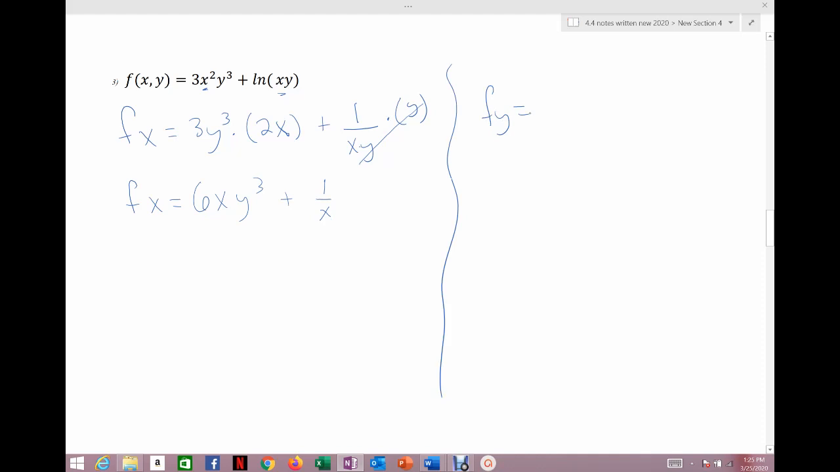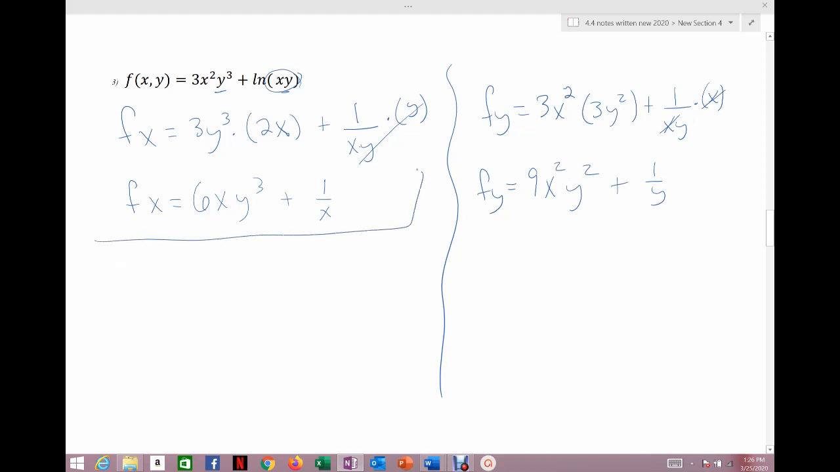First derivative with respect to y. Now I'm looking at the y parts. The 3x squared is a constant that comes along. I take the derivative of the y cubed, which gives me 3y to the second. The log term again is a chain rule: it's 1 over what's inside, 1 over xy, but I'm not done. The derivative of the inside part with respect to y: the x comes along, and the derivative of just y is 1 again. Going to clean this up. 3 times 3 gives me 9, x to the second, y to the second. Same thing here: this x will reduce with that x, and I'll simplify to that 1 over y.